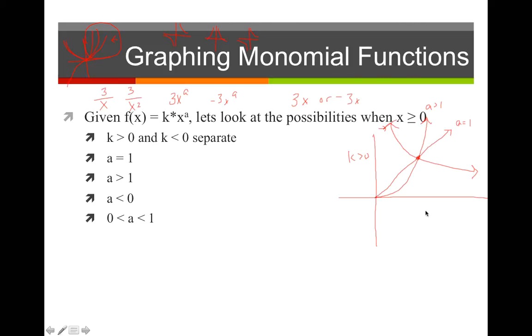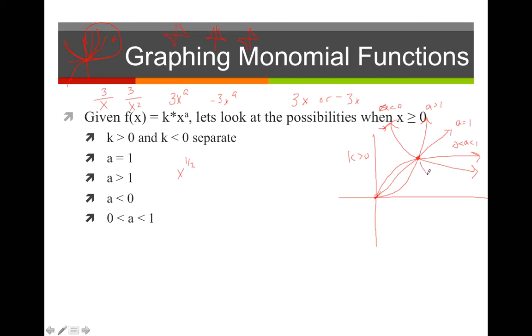And my last case is if a is between 0 and 1. Now we're looking at fractional exponents. So we get like x to the 1/2 power, which is a square root. If you compare all of these fractions, 1/2, 1/3, 1/4, 1/5, all of them will do this. So this one was for a less than 0, and this one is for a between 0 and 1.